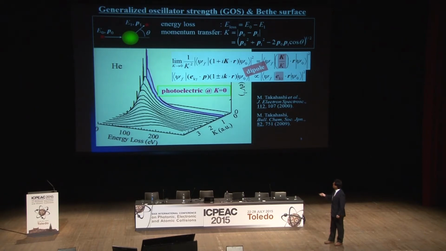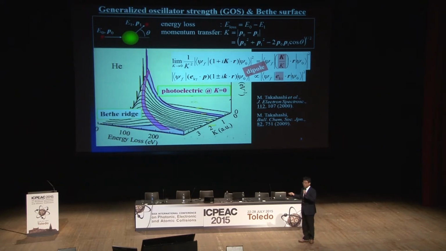As the momentum transfer increases, you can see the continuum part of the spectrum moves toward higher energy loss. The diagonal ridge running through the Bethe surface is called the Bethe ridge, and its high energy limit is known as Compton scattering. Electron momentum spectroscopy, EMS, that we will discuss here is an experimental method based on such electron Compton scattering.